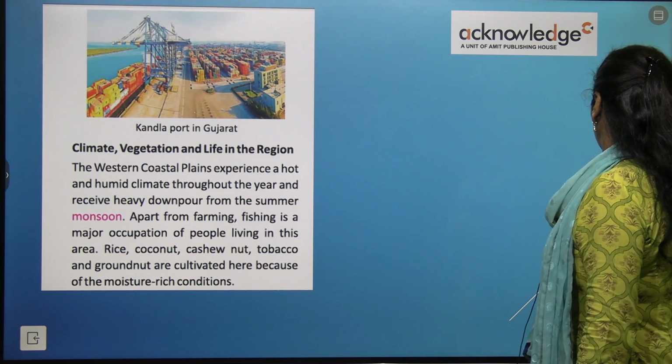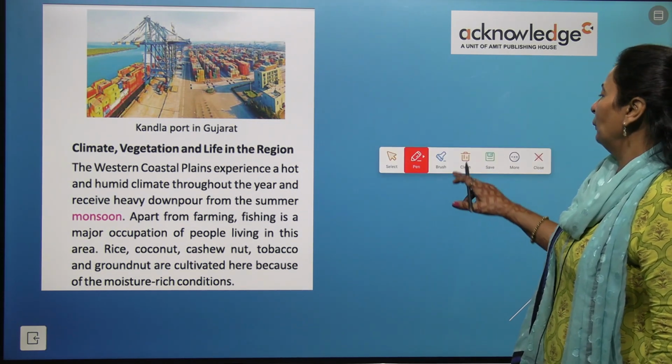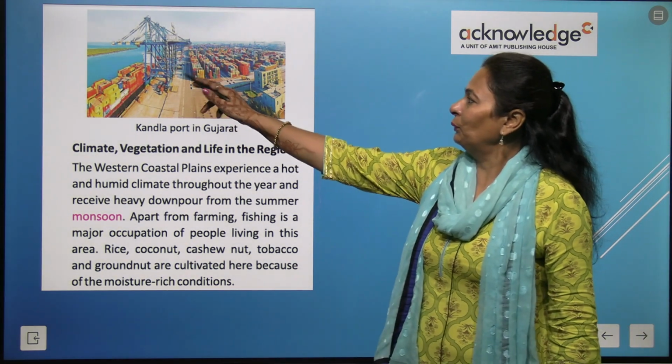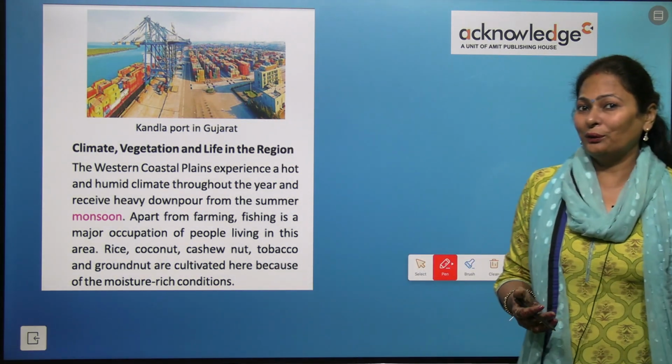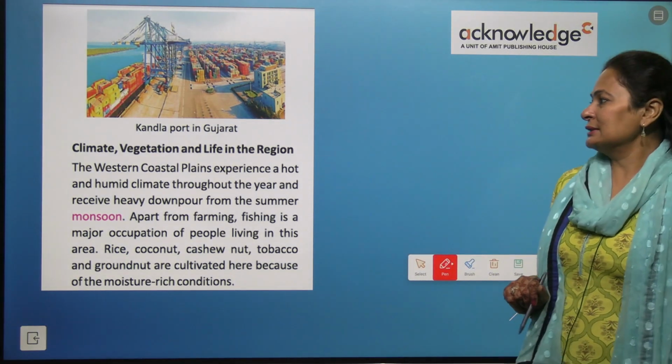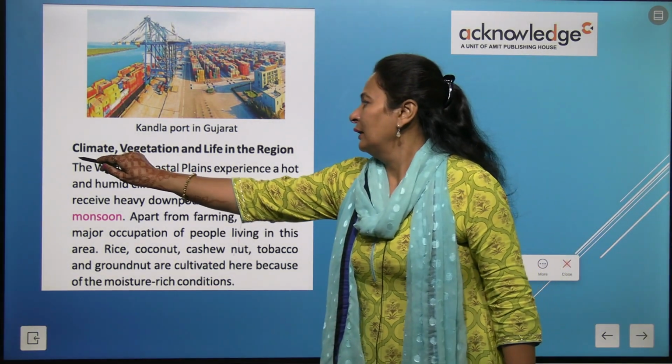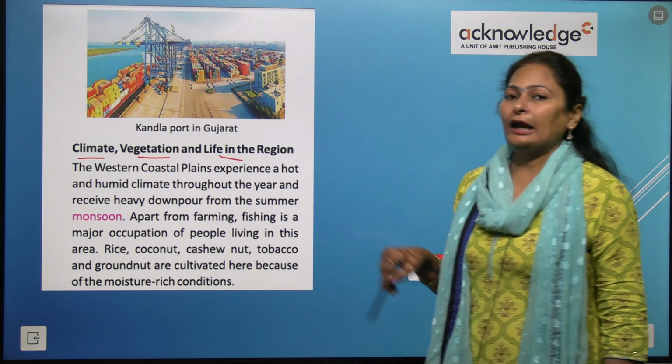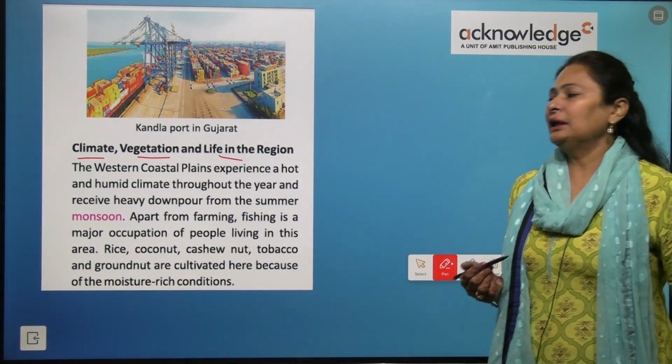Now you can see the picture of Kandla port. Right. This is the port. Here ships are getting loaded or unloaded. Right. So let's discuss the climate, vegetation, and life of the people in this region.